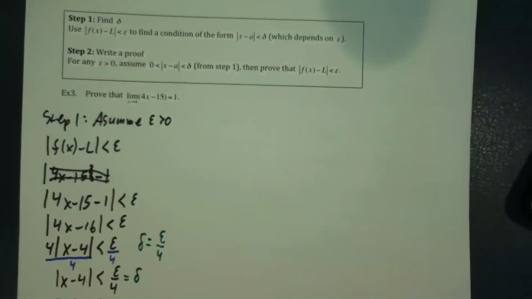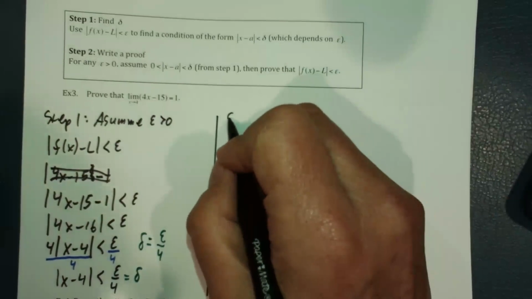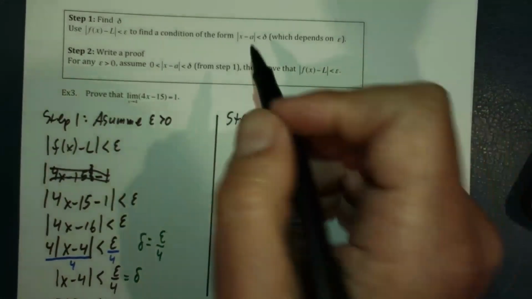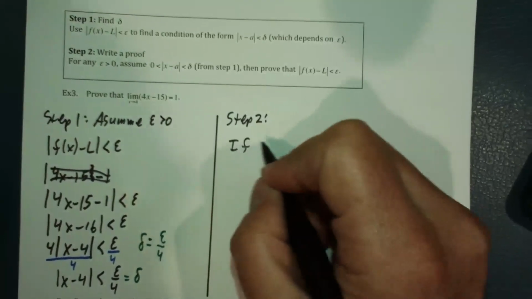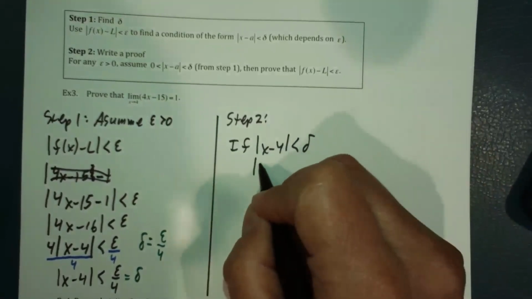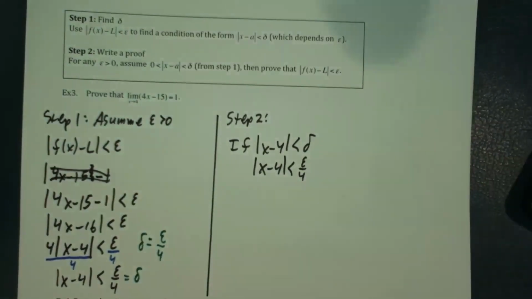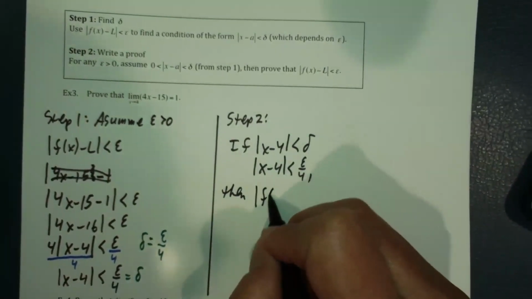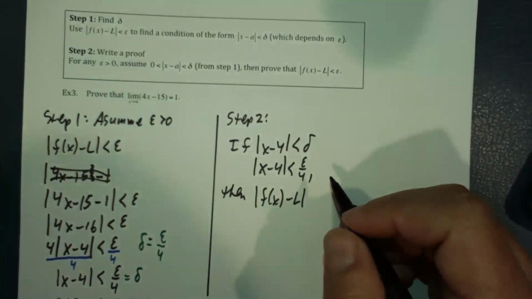All right, next up, part 2. Step 2. So now we're doing this part of it, this here. So we're going to go if the absolute value of x minus 4 is going to be less than delta, which in our case is going to be epsilon over 4, then we're going to do this, and this should be less than epsilon.